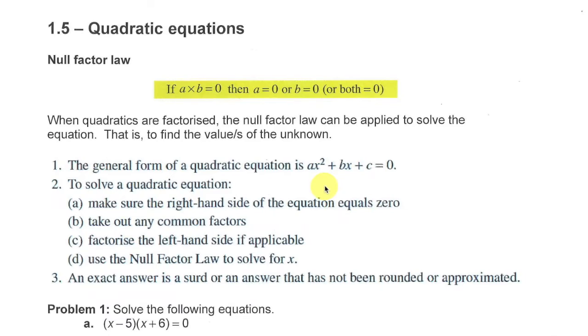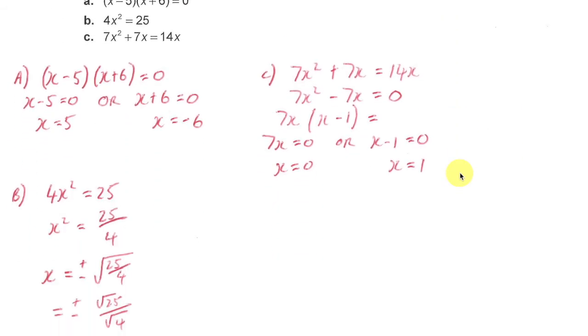Question 5, we're looking at quadratic equations here. Just remember with the null factor law, if two things are multiplied together and the result is 0, then either or both of those things are equal to 0. Alright, let's look at A here. I've got that bracket multiplied by this to give 0, so either x minus 5 equals 0 or x plus 6 is equal to 0. So I have solutions x equaling 5 or x equaling negative 6.